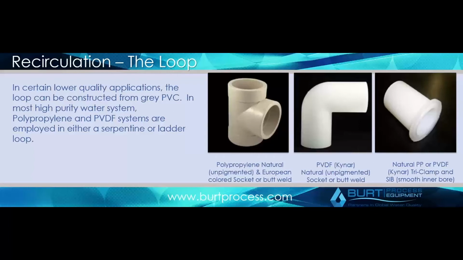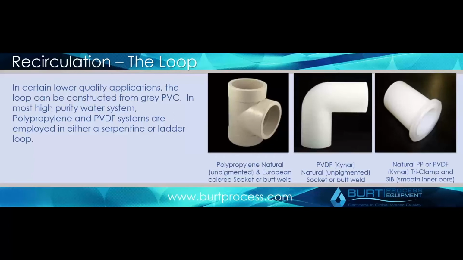And there are a number of different materials which are utilized for plumbing loops, and the loops can vary considerably from very large to very small, as well as multiple levels. And from a material standpoint, you have polypropylene, you have stainless steel. Lower quality or RO-based systems can also have PVC in those cases. PVDF as well can be utilized.